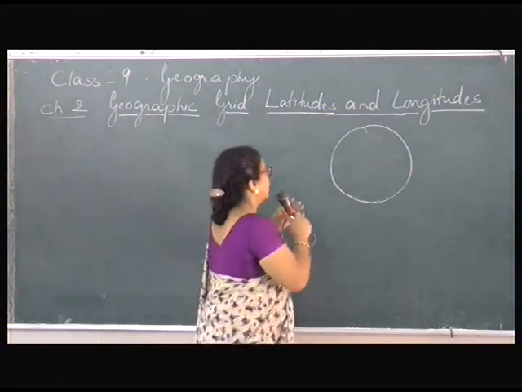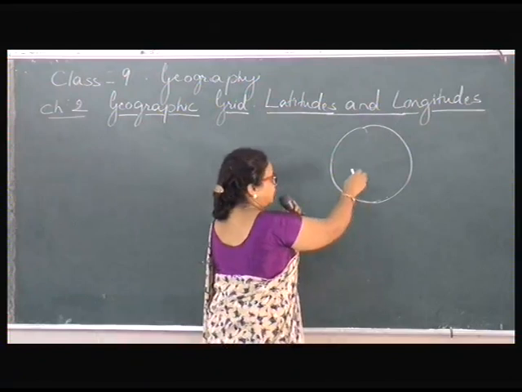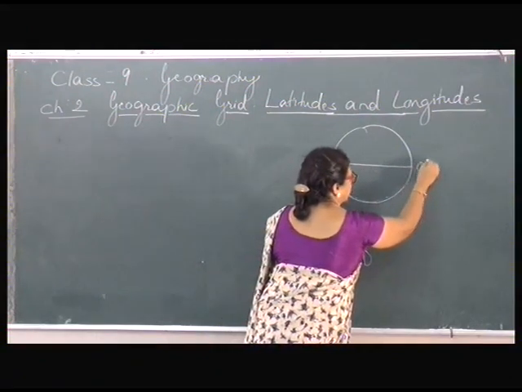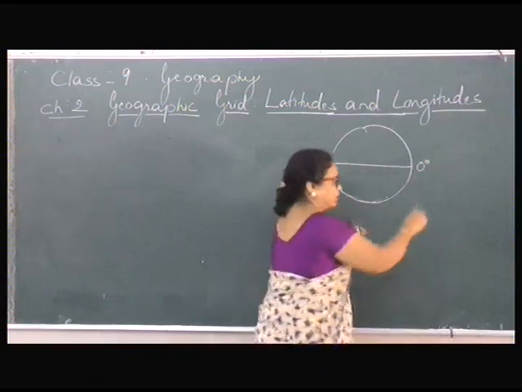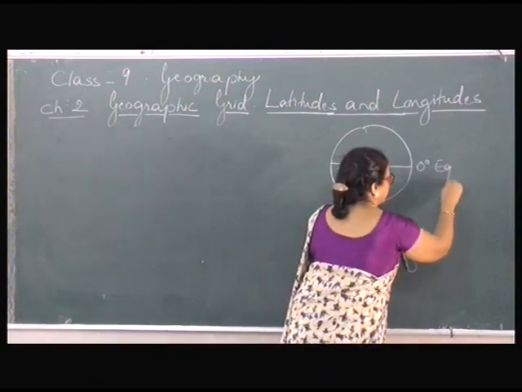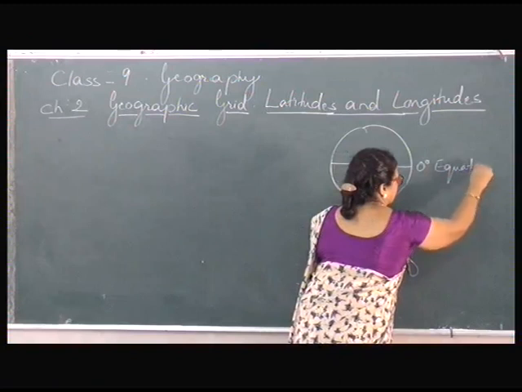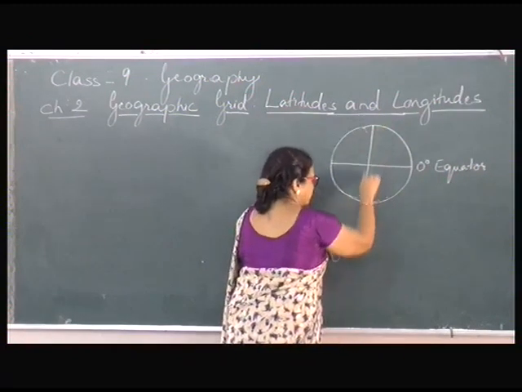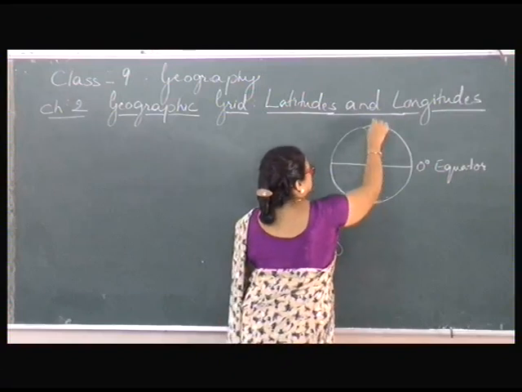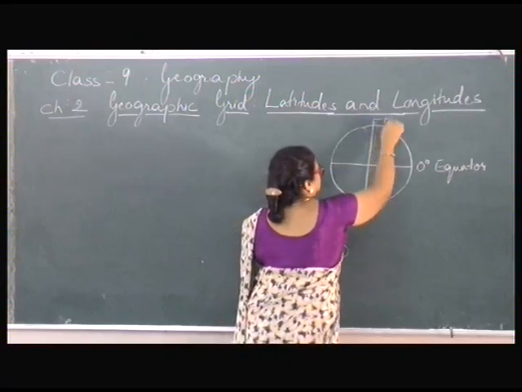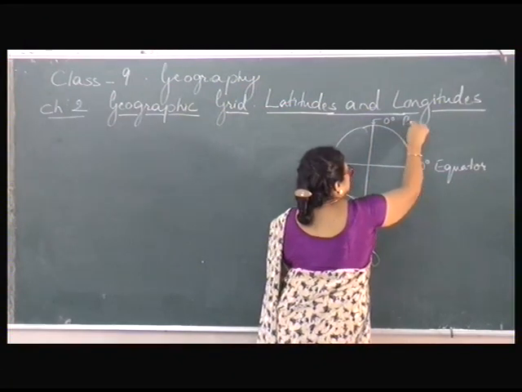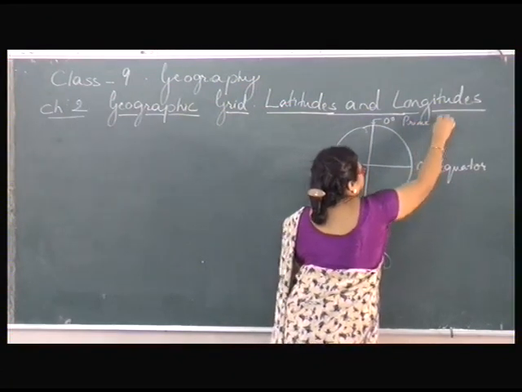Clear? So within the sphere, the first latitude which I draw and show to you is the 0 degree latitude. You know its name. It is equator. And the first longitude, this is your 0 degree meridian, which is known as prime meridian.